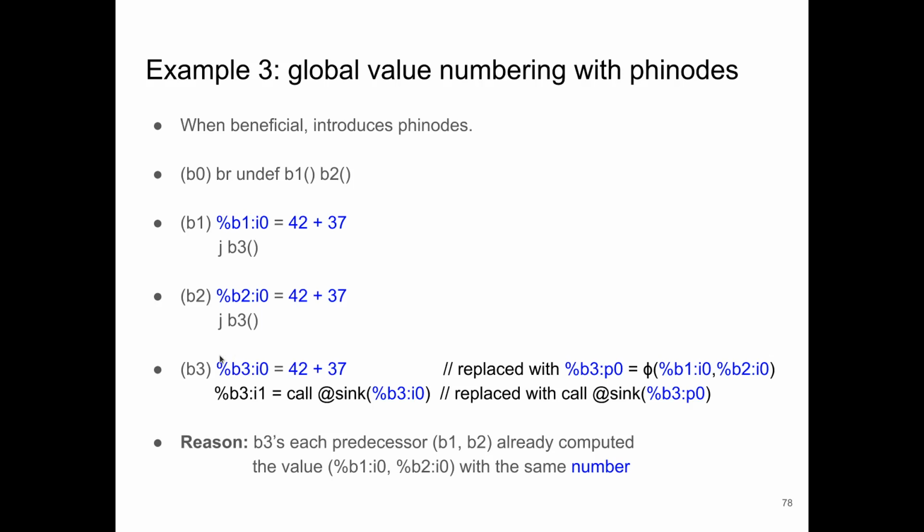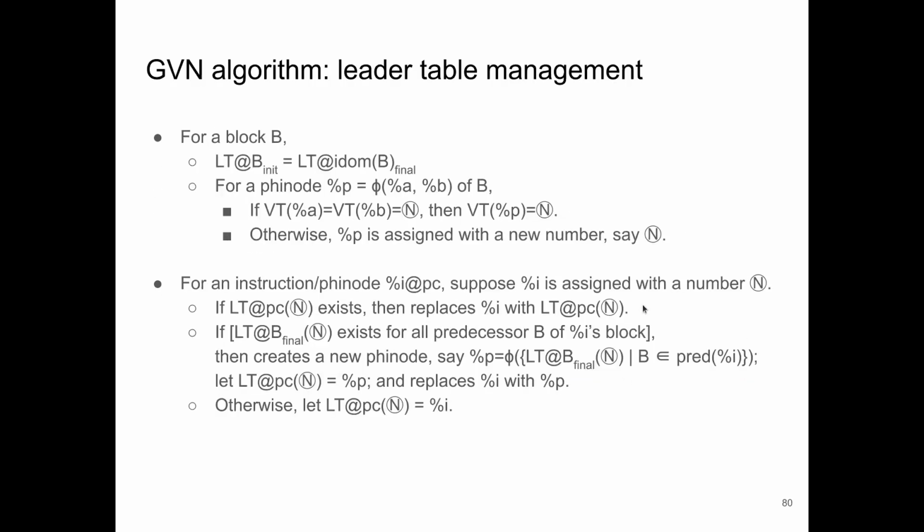So at this point of time, we can say that, oh, when the control flows from this B1, we have a leader value, B1's I0. And otherwise, if the control flows from this B2, then similarly, we are going to have a leader value, which is B2's I0. And to sum up, if we use a phinode at this point of time, then we are going to have a leader value, which is this phinode of B1's I0 and B2's I0. And it is named with B3's P0. So that is basically explained here.